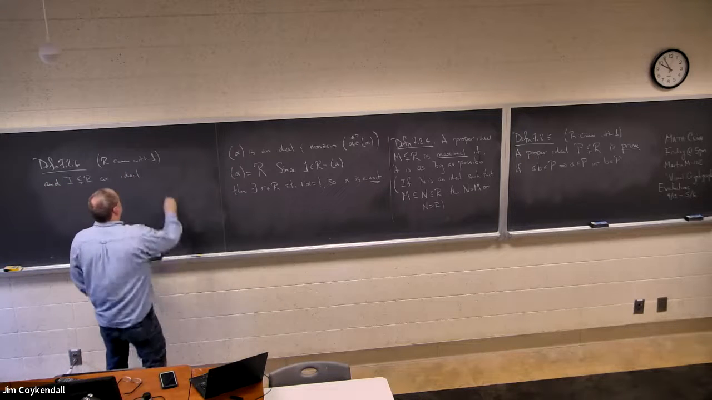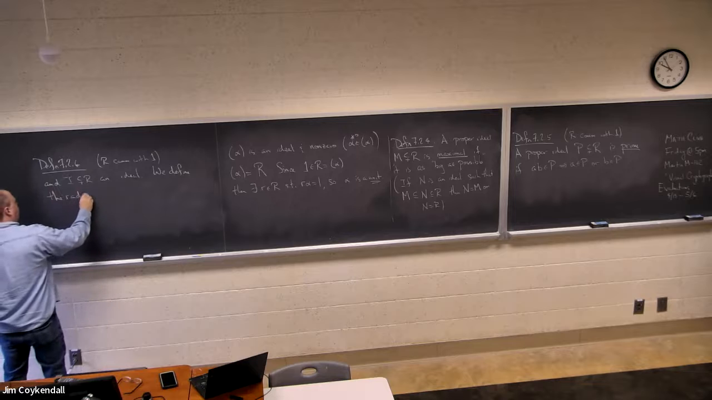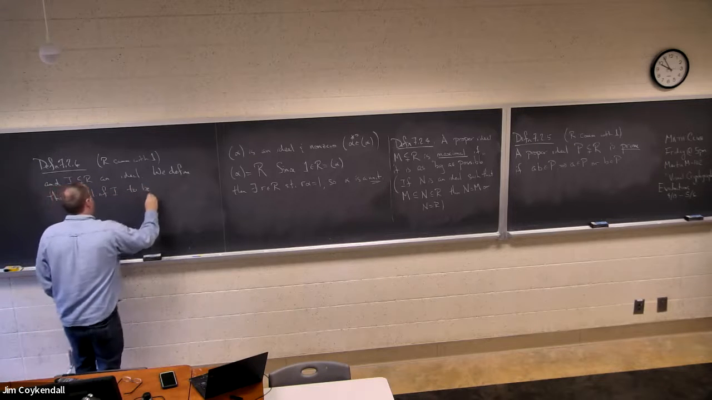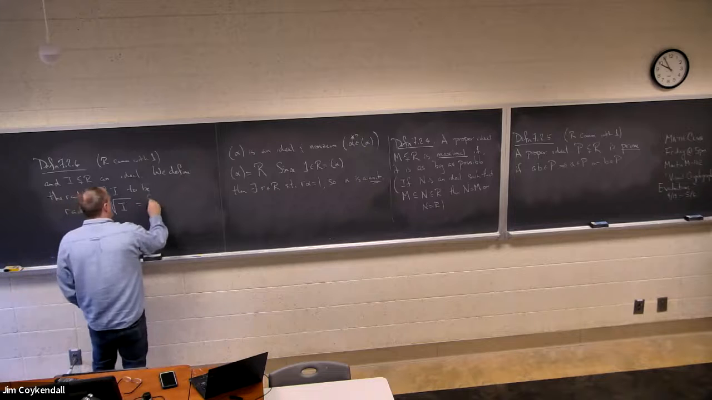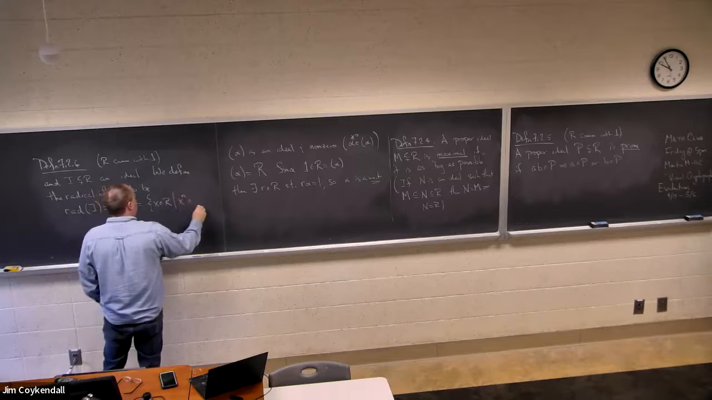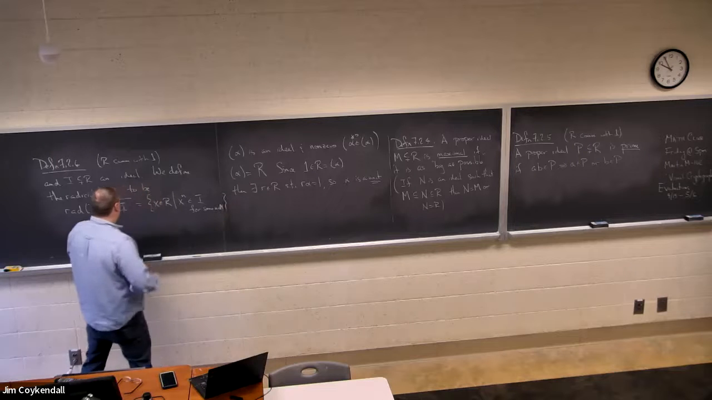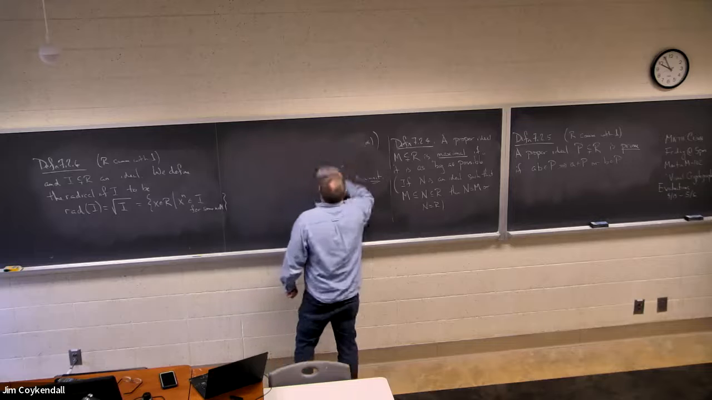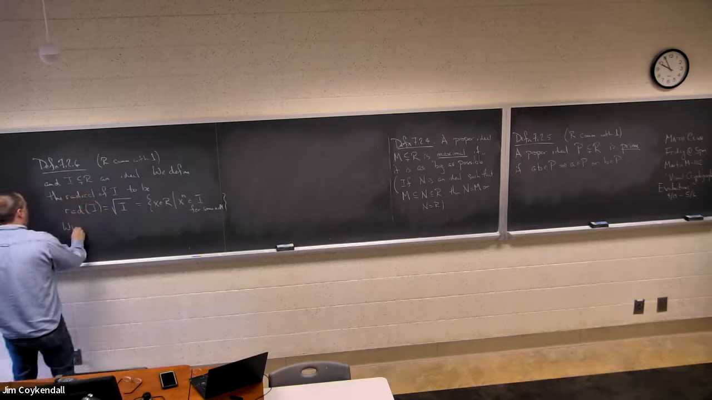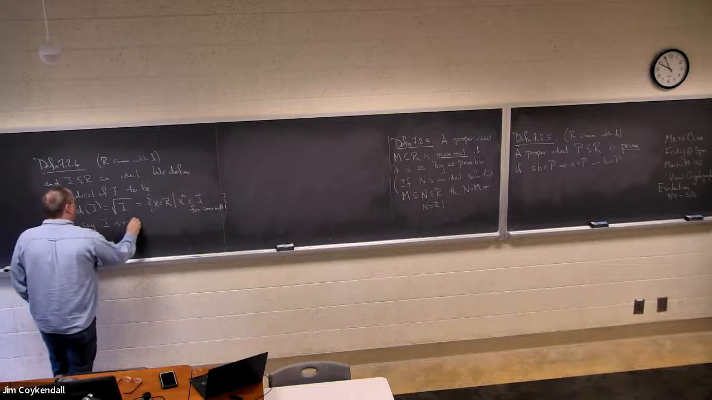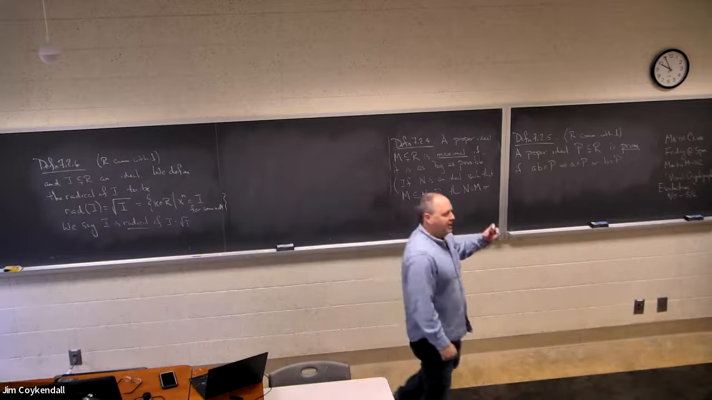We define the radical of I. I use this notation a lot, this square root sign. This is the set of x in R such that x to the n is in I. So the radical of I is the set of everything that some power of it ends up in the ideal I. We say I is radical if I is equal to its radical. In other words, if when you take a power of something and you find it's in I, it's already in I.